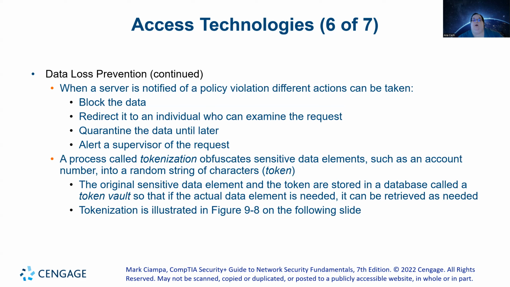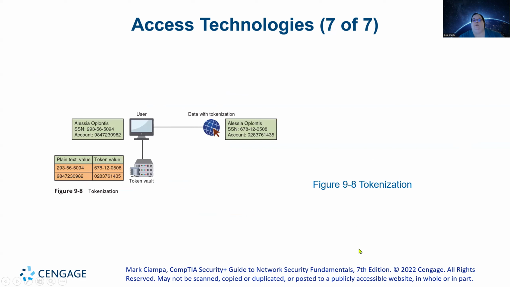A process called tokenization obfuscates sensitive data elements, such as an account number, into a random string of characters or token. The original sensitive data element and the token are stored in a database called a token vault, so that if the actual data element is needed, it can be retrieved as needed. Tokenization, here's your example of what it looks like.